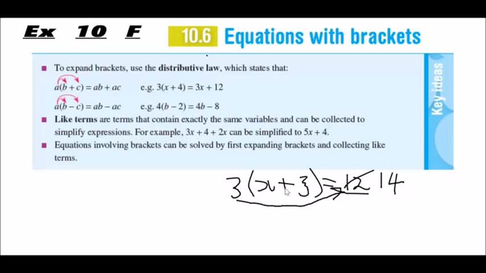So 3(x + 3) = 14. If you try and divide that 3 over to this side, you're going to end up with a decimal, and we don't like working with decimals if we can avoid them. So you've actually got to expand these brackets. Now we have done a little bit of work with expanding brackets, and that's using the distributive law.